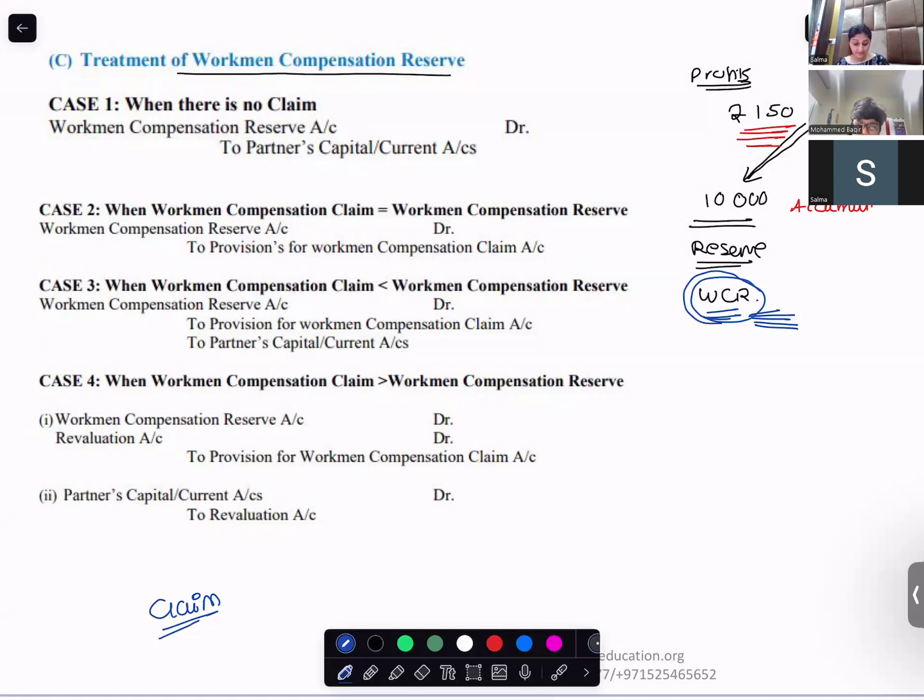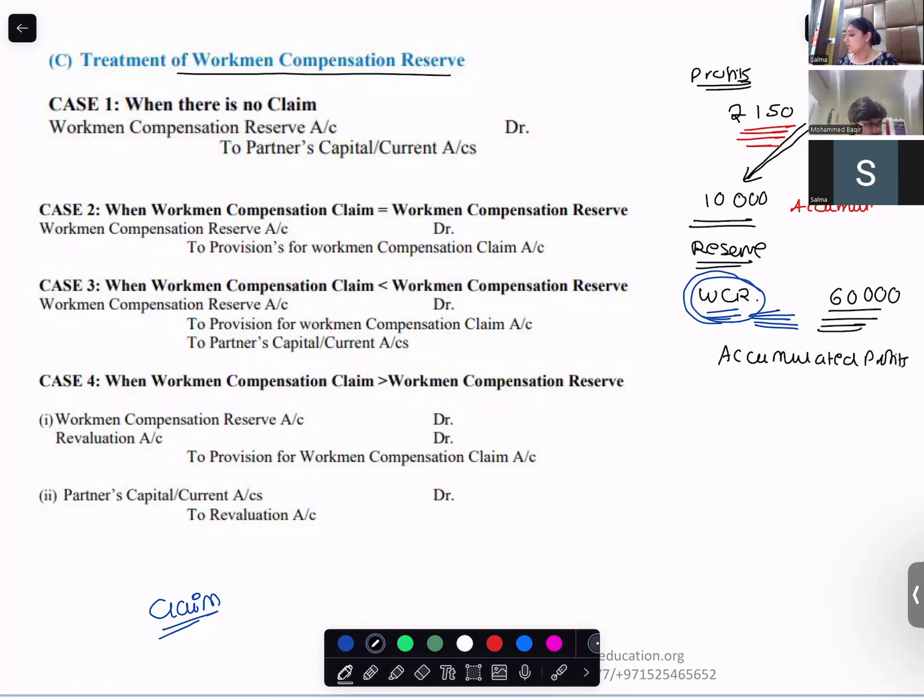Are you with me? So whenever there is a workmen compensation claim, it has to go from the workmen compensation reserve. Now, there are cases in this. Say, for example, I have in my workmen compensation reserve 60,000. Is the workmen compensation reserve accumulated profit or accumulated loss? It is profit. Money is kept aside from the profits. So this is accumulated profit.